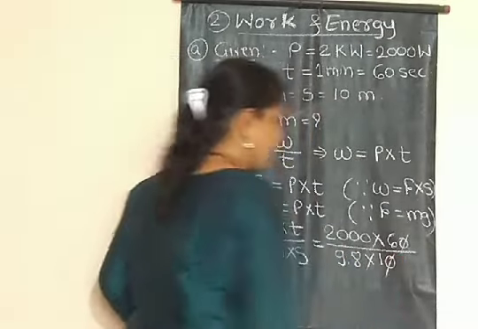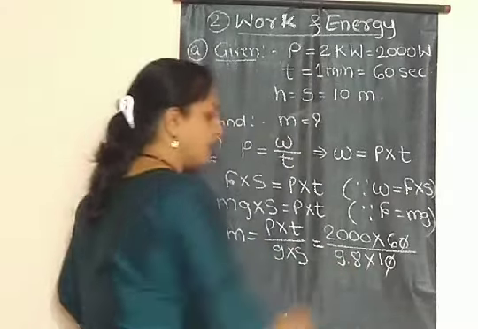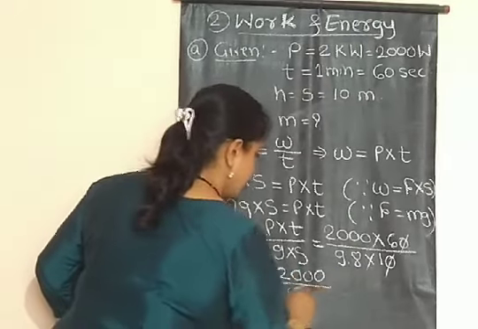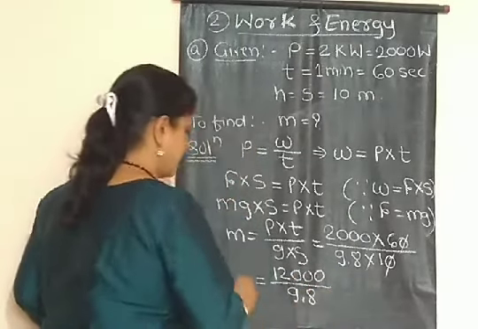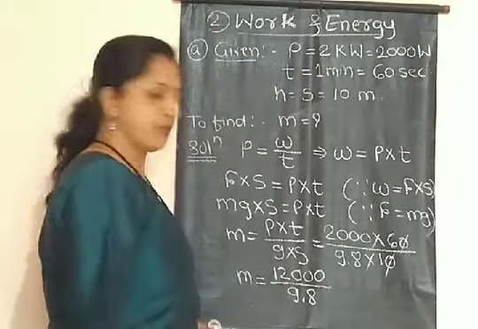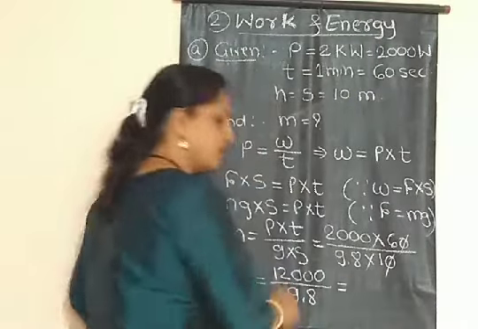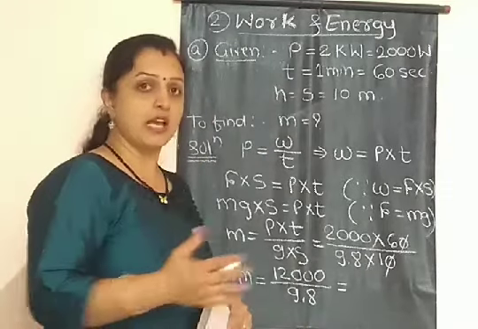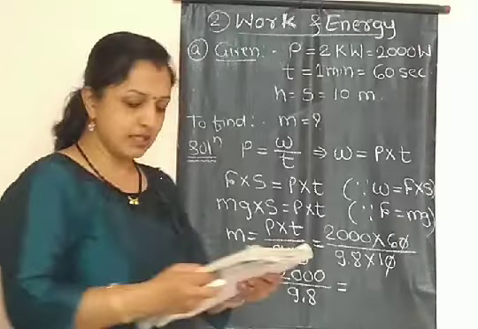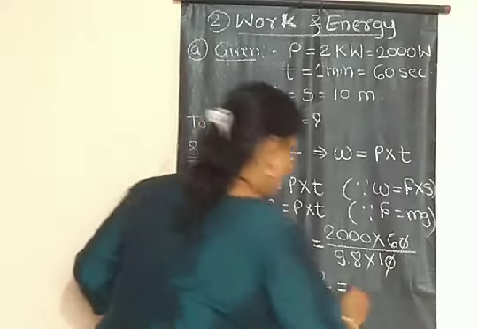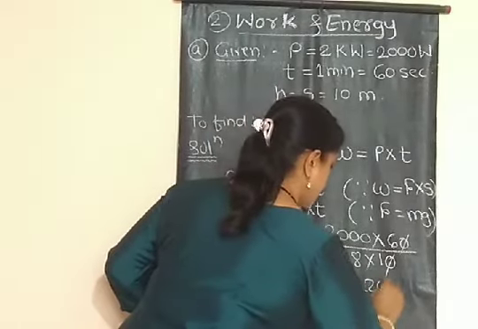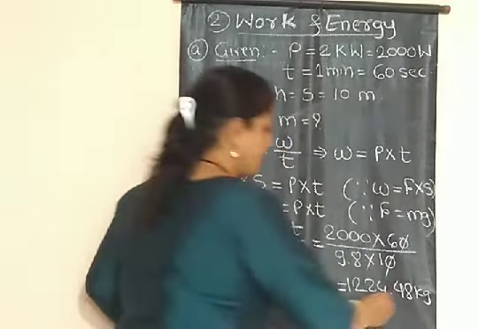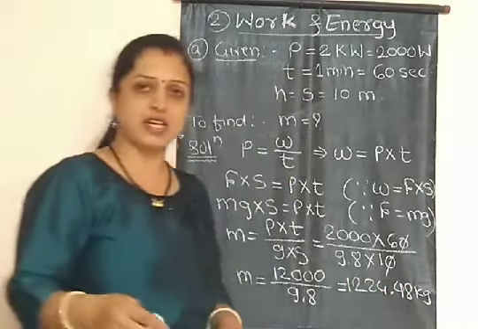So this 0 and 0 get cancelled. 6 multiplied by 2000 is equal to 12,000, divided by this 9.8, and that is the value of m. If we divide these two quantities, 12,000 divided by 9.8, then you will get the answer. You calculate this at home, you will get 1224.48 kilogram.